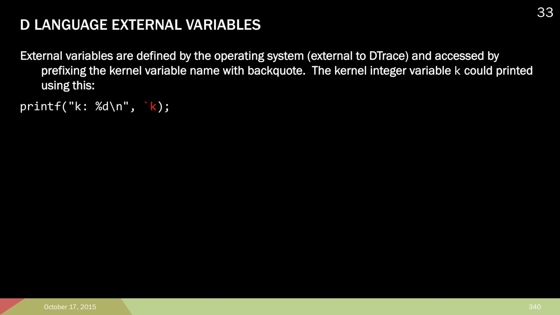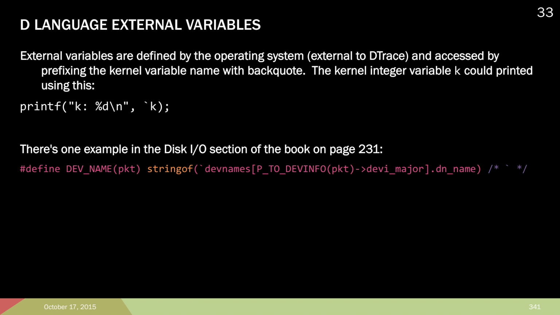Use backticks to get access to variables defined by the operating system. There's only one example in the book on page 231, but we're not going to cover it in this video.